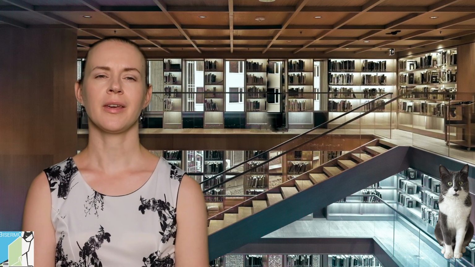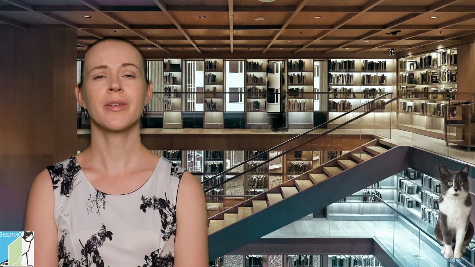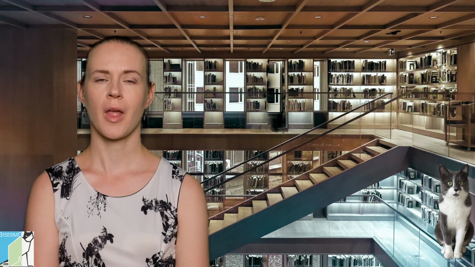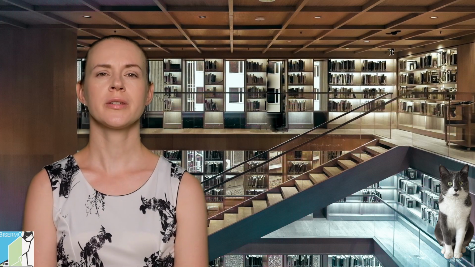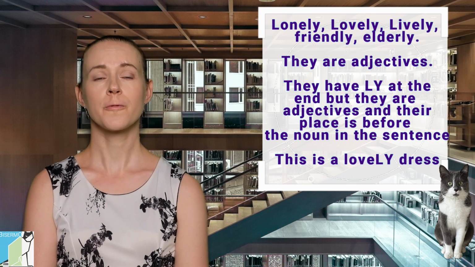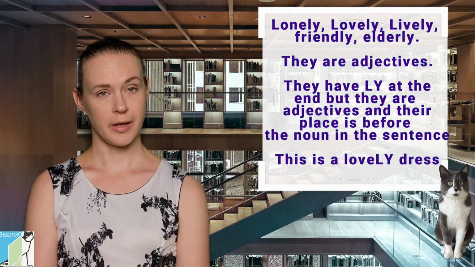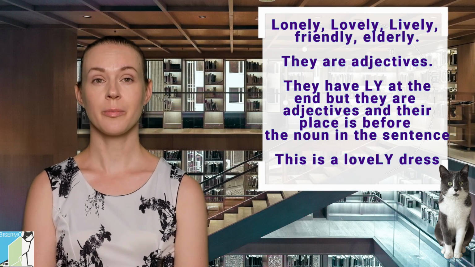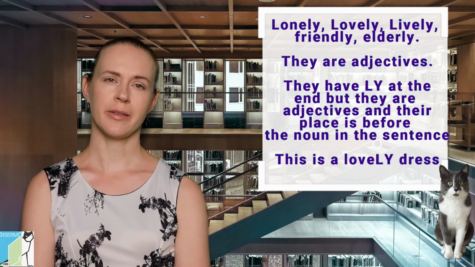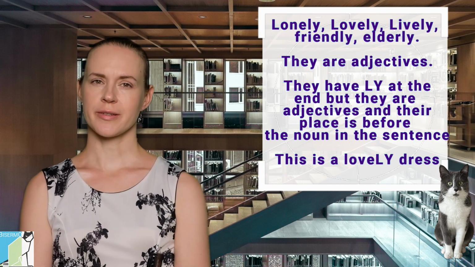As you can see here, our adverbs are describing verbs, how something is done, and adverbs follow after the verb. But don't be confused if you see the words lonely, lovely, lively, friendly, elderly. They are adjectives. Yes, they have -ly at the end, but they are adjectives, and their place is before the noun in the sentence. For example, this is a lovely dress.